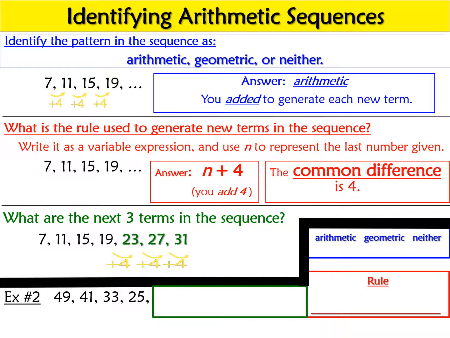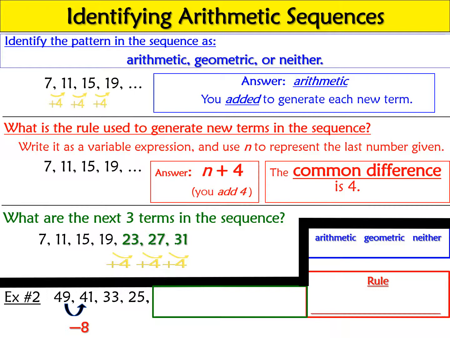Let's take a look at a different kind of arithmetic sequence on the bottom. The pattern of numbers you see is 49, 41, 33, and 25. So let's see if that's an arithmetic, geometric, or neither of the two sequences. Well, the pattern you notice is that we're moving forward by subtracting 8 each time.